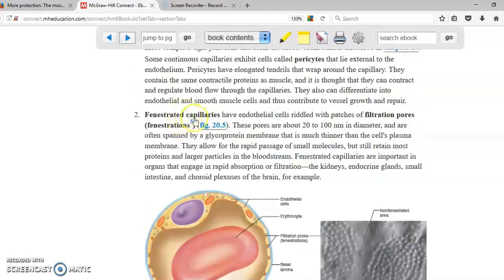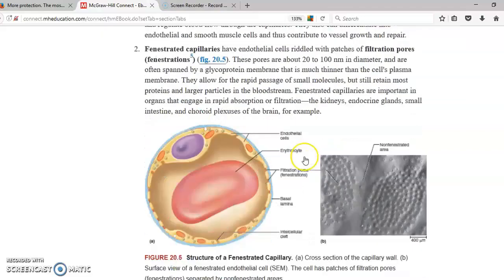The other one is fenestrated capillaries. Capillaries that have holes in them. They have holes because this is where filtration is going to happen. You see, that's going to give you filtration pores. Filtration happens mainly, for example, in the kidney, right? We filter our blood in order to create urine. You have fenestrated capillaries in your kidneys and endocrine glands, small intestine, because in there we absorb a lot of food, for example, right? Nutrients.